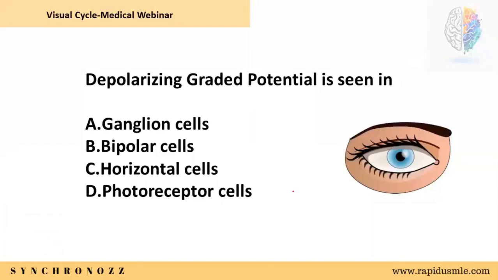So it's a simple question again. Yes, as I told you, the ganglion cells are concerned with all or none. They are not graded potentials. It is all or none. Yes, it is a depolarizing one. So the first option is not an answer.